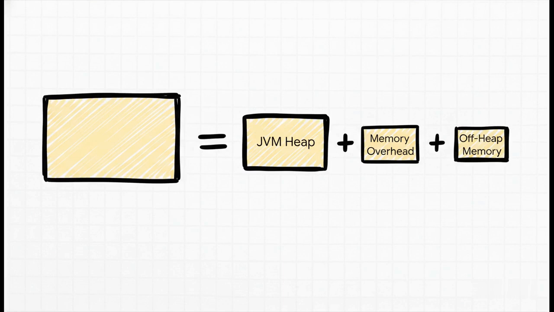Right off the bat, here's the first common misconception: what the spark.executor.memory setting actually controls. A lot of people think it sets the total container size, but it doesn't. It only sets the size of the JVM heap. The total memory that you actually request from the cluster manager is the sum of this heap plus a super critical non-JVM buffer called memory overhead and, of course, any off-heap memory you might have explicitly configured.